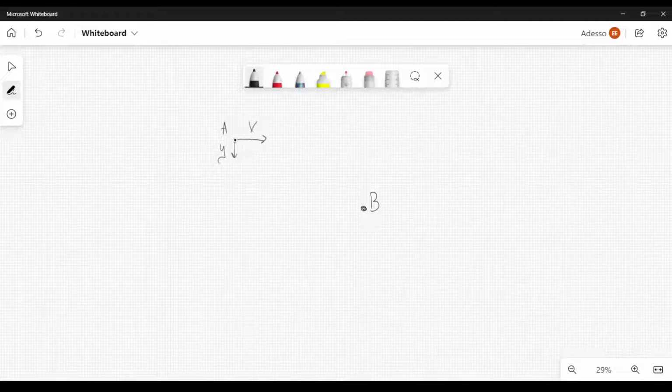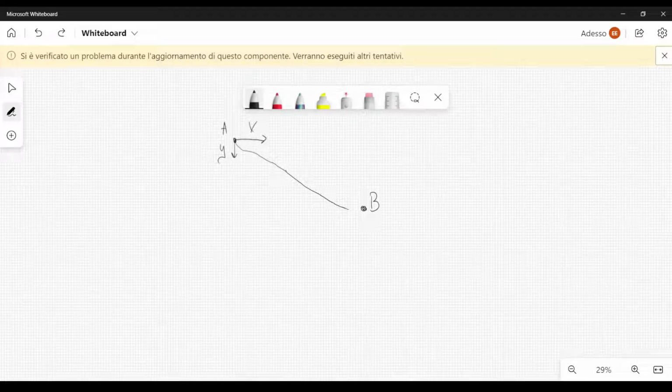And we have an object which is subjected to gravity, only gravitational forces. And this object is moving along a guide, some kind of path. So you have to think of this as the ground, which has some kind of shape. And this object will stop at B. So we are assuming that it's going to move from A to B.